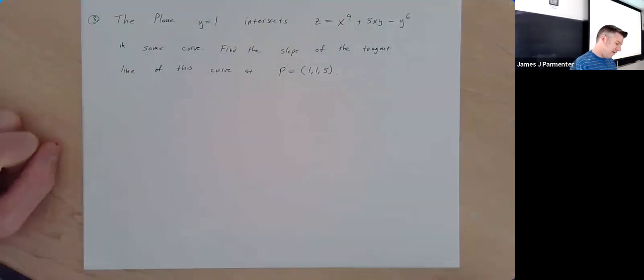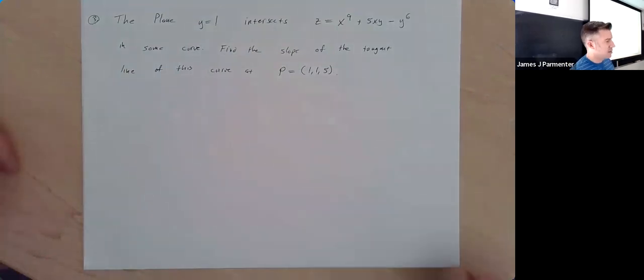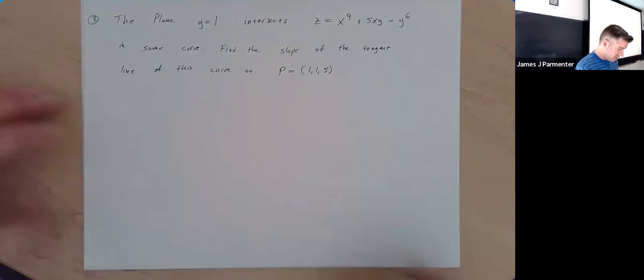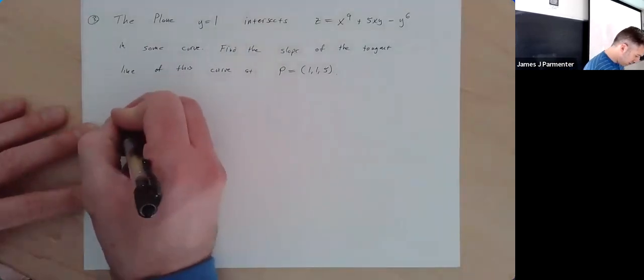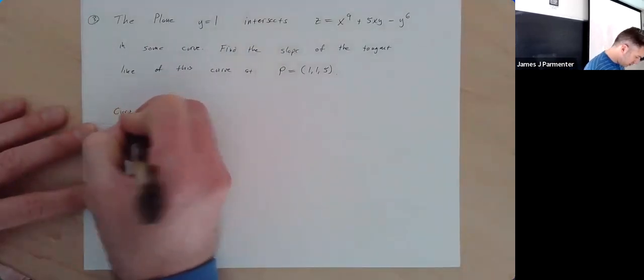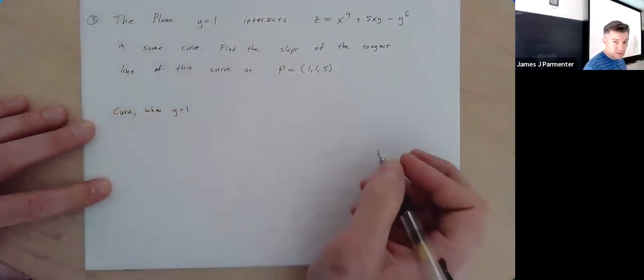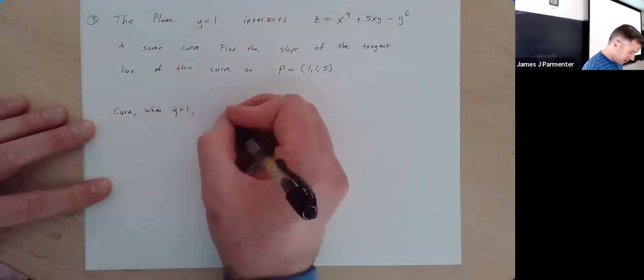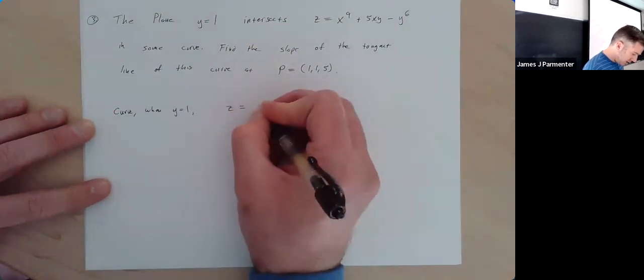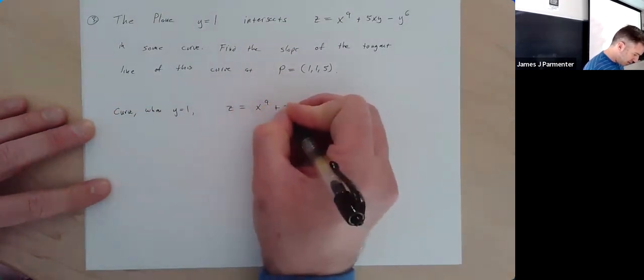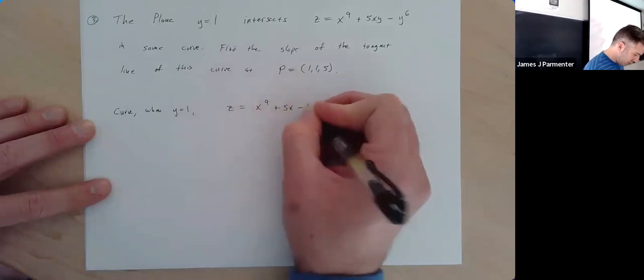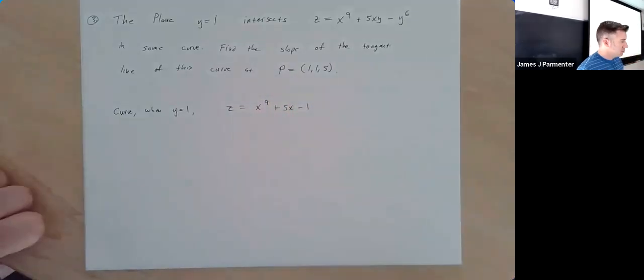I guess you don't even have to do that. I was thinking, although I think it's worthwhile. So we're going to plug in y equal to 1. So our curve, when y equals 1, which is where we're living in the plane, is going to be z equal to x to the 9th plus 5x minus 1.